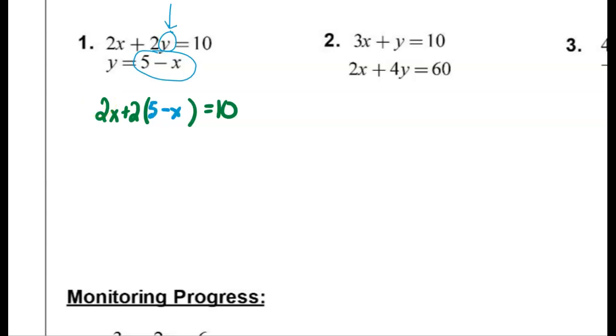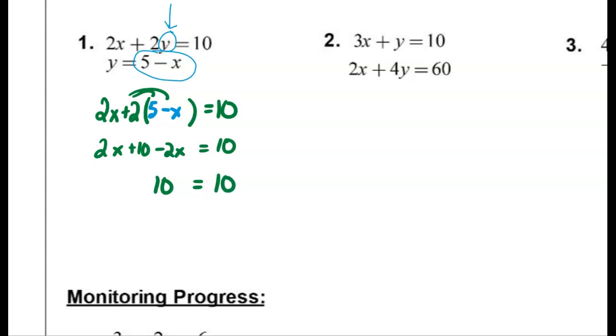Now from there, I'm going to go ahead and simplify, so I'm going to distribute the 2, and I'll have 10 minus 2x. I'm going to combine like terms. I'm going to get 2x minus 2x cancels out, and I'm left with 10. And on this side, I have 10.